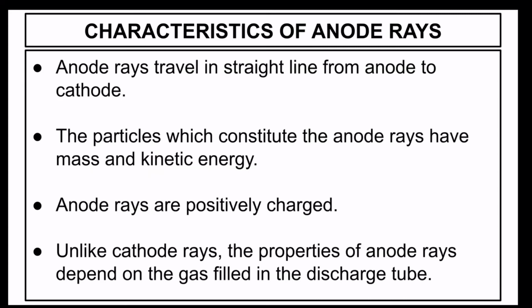anode rays. Anode rays are positively charged. This was proved by applying an electric field and observing that the faint red glow is produced towards the negative plate. A very, very important point is that the nature of the anode rays depends on the gas which is filled in the discharge tube.